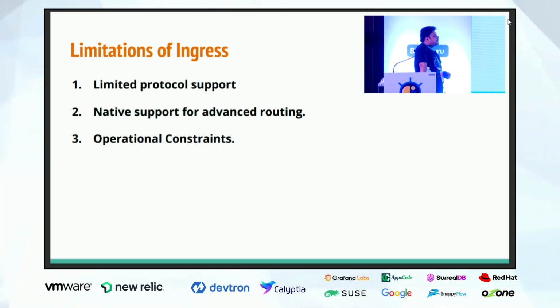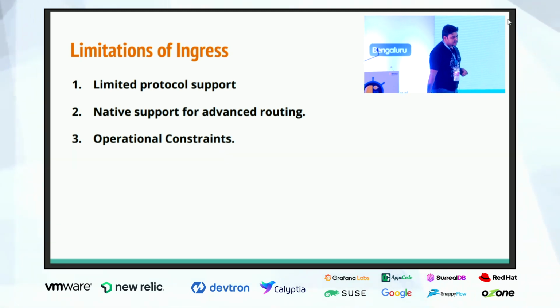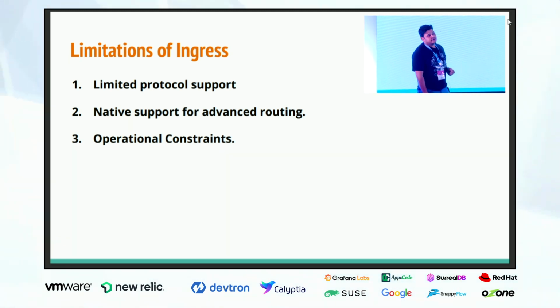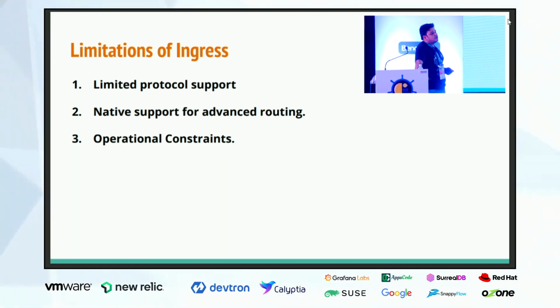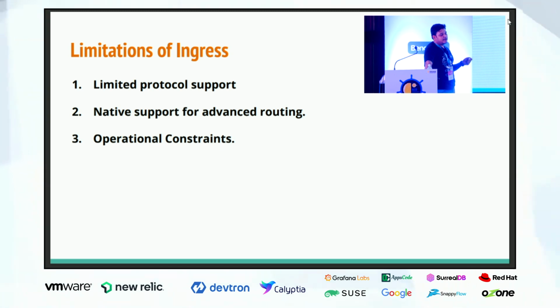So teams of different organization structure and different sizes are managing applications and sharing the underlying infrastructure. And because of this, some of the limitations of ingress started emerging, right? One of the first limitations is limited protocol support. With ingress, we are able to do only HTTP and HTTPS based routing, but it is unlikely that only these two protocols will satisfy all our routing needs, right?